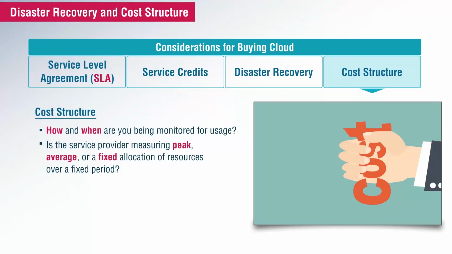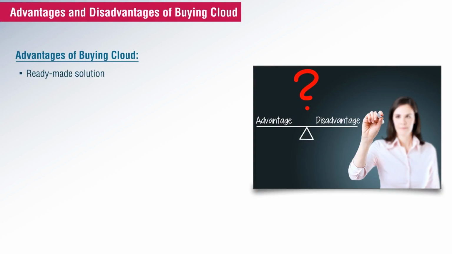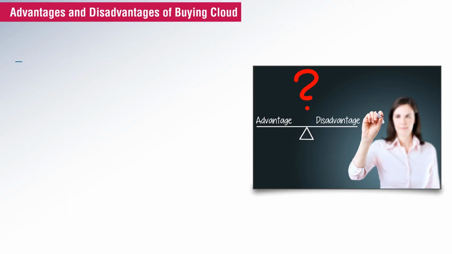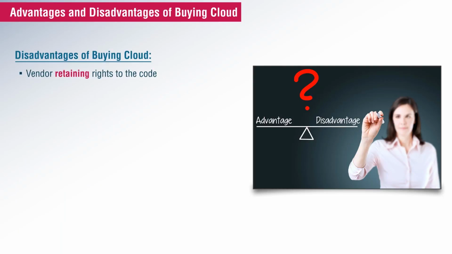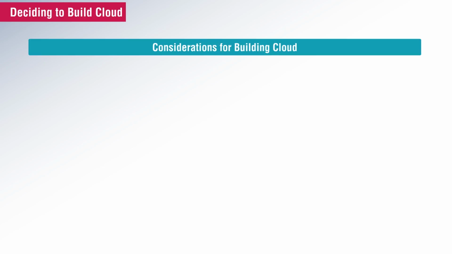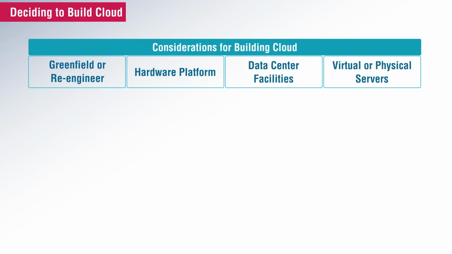Next, we will discuss the pros and cons of buying a cloud service. If you buy a cloud service, you will receive a ready-made, well-researched solution with fewer bugs. You will also receive expert support and training, flexibility, adaptability, and typically more functionalities. The drawbacks are that your vendor will retain rights to the code, determine the product functionality, and resolve issues through its technical support. If you opt to build a cloud service, you should consider whether to greenfield or re-engineer, hardware platform, data center facilities, and virtual or physical servers. Let's discuss all of these considerations briefly.